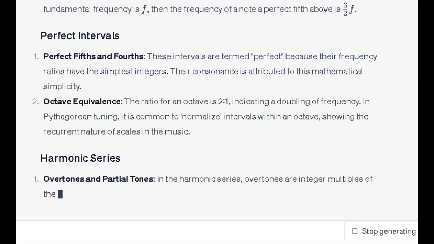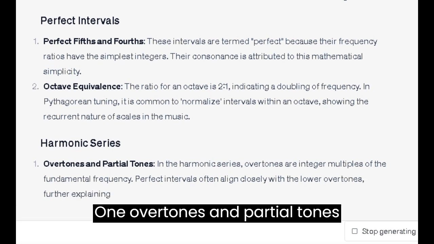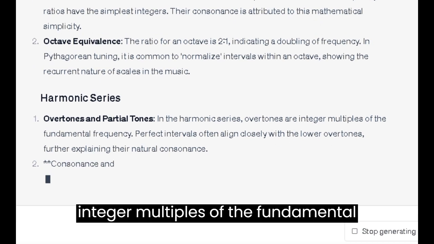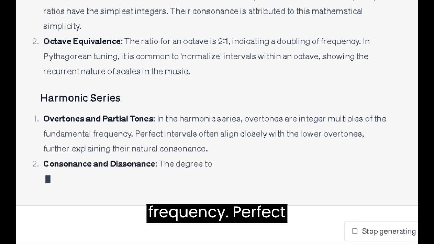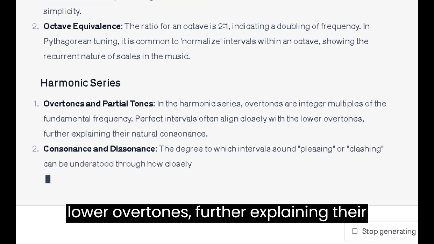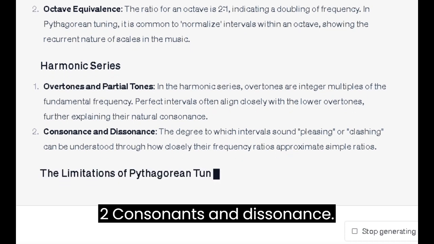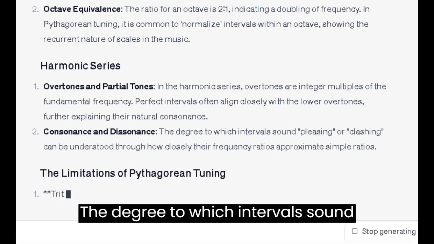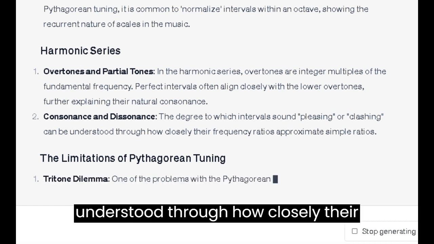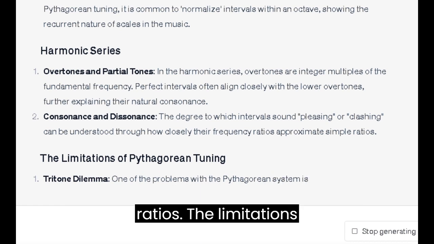Harmonic series. 1. Overtones and partial tones. In the harmonic series, overtones are integer multiples of the fundamental frequency. Perfect intervals often align closely with the lower overtones, further explaining their natural consonance. 2. Consonance and dissonance. The degree to which intervals sound pleasing or clashing can be understood through how closely their frequency ratios approximate simple ratios.